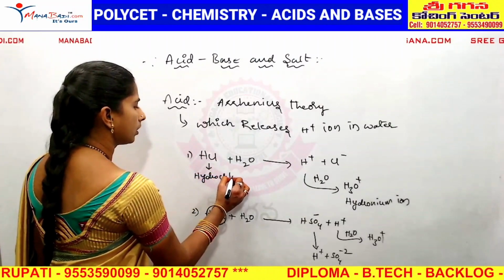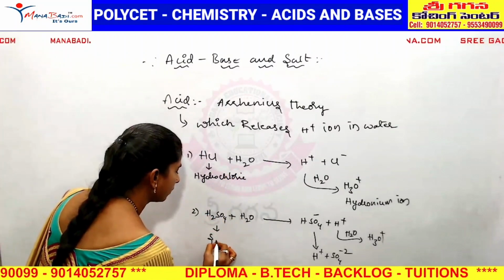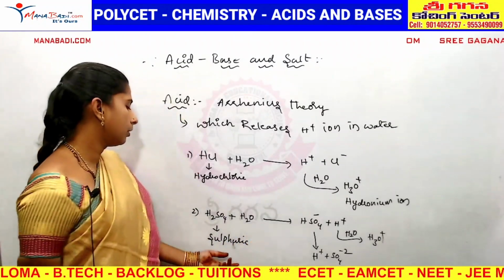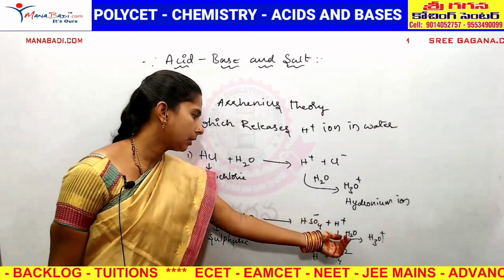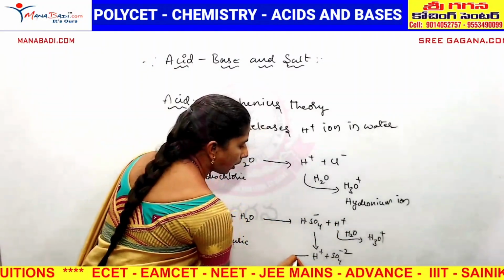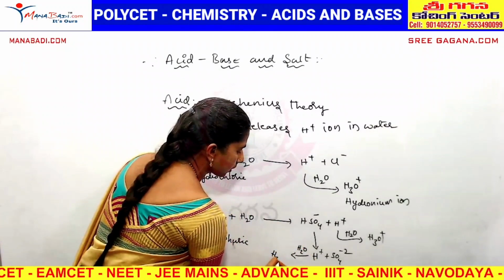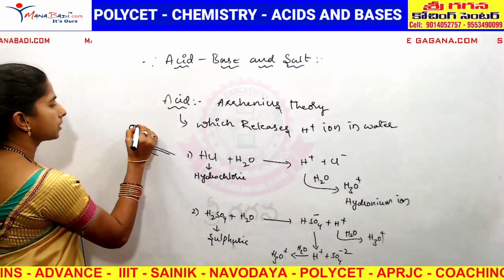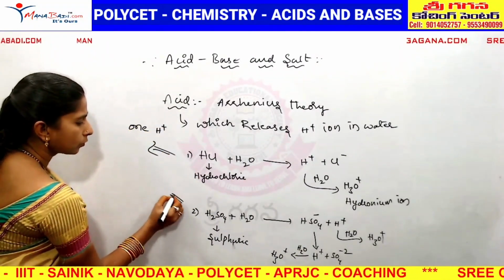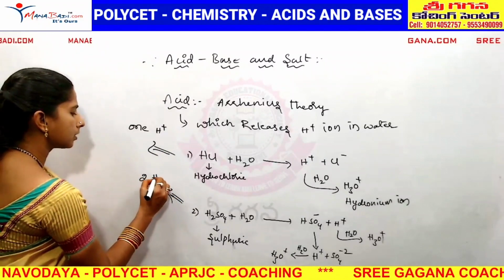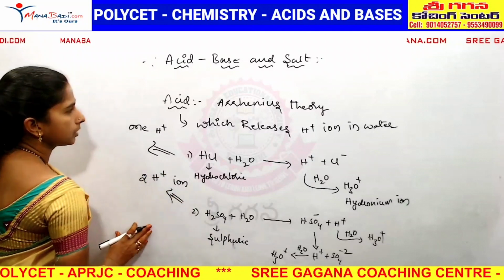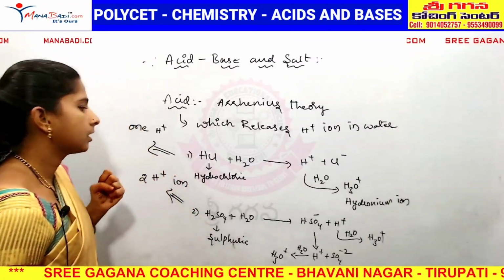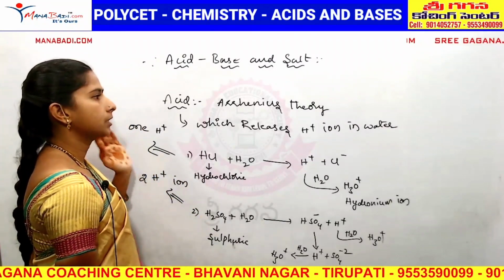This is hydrochloric acid, and this is sulfuric acid. All these are acids. According to our definition, they release H plus ion in water and form hydronium ion. HCl is able to release one H plus ion in water, and H2SO4 is able to release two H plus ions in water. So acid means which releases H plus ions in water.